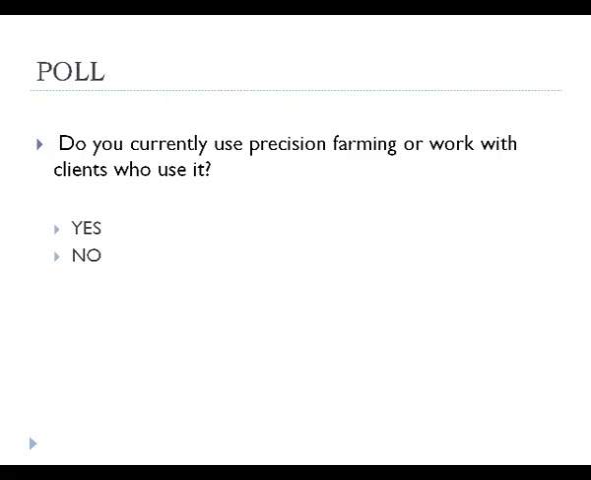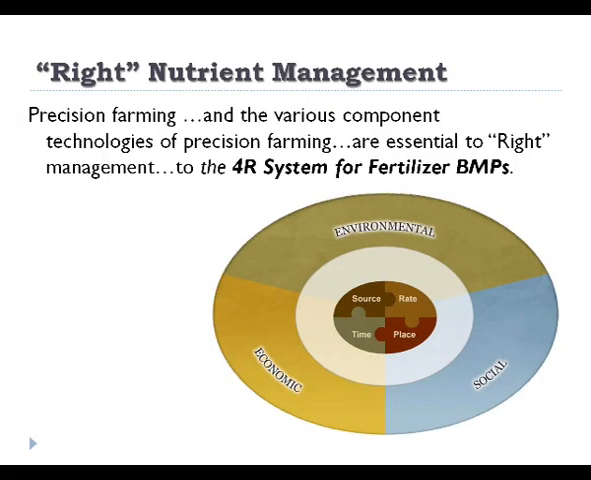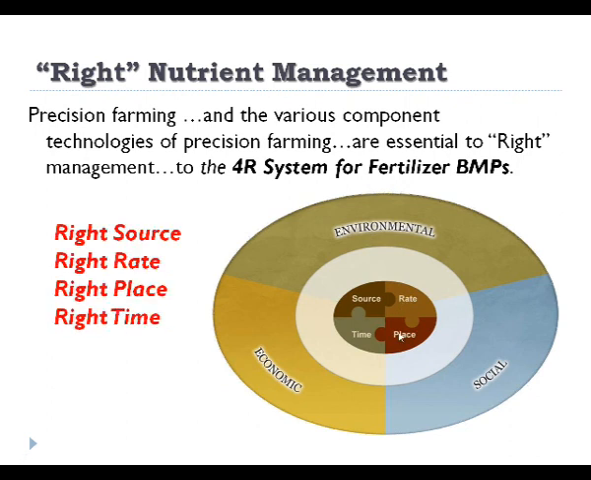Just to go through an example of how this might apply in the fertilizer area, obviously my background in the last 40 years or so has been working primarily in nutrient management, so I tend to lean in that direction. We have what we call the 4R system for best management practices. The R means right: the right source, the right rate, the right time, the right place. And then we look at it from an environmental standpoint, an economic standpoint, and also the social impact of our decisions.